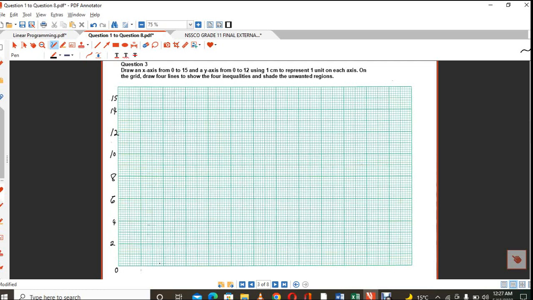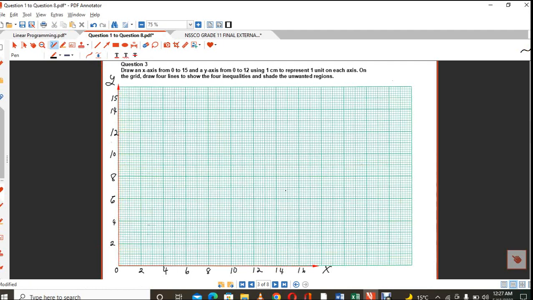And then on the y-axis, that one just goes to 12. Again, same thing. 1 centimeter, 1 unit, so it's 2, 4, 6, 8, 10, 12, all the way up to there. You can actually decide, let me go out to 14, 16. I'll go out so far, just to get my lines in correctly there. So that's the y-axis and that's the x-axis.